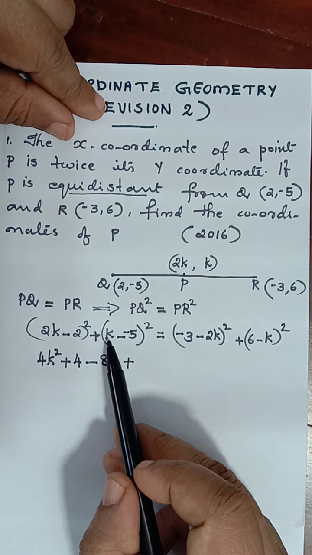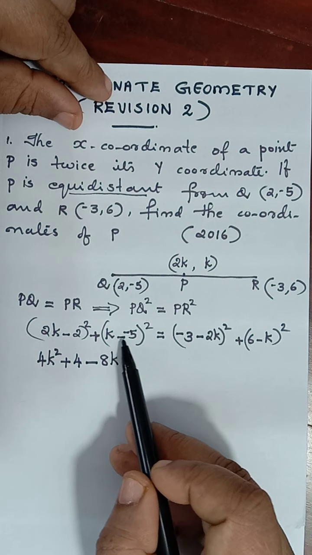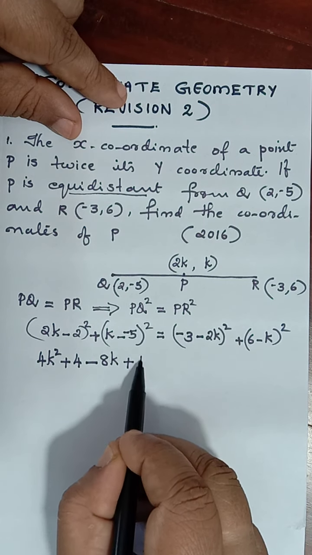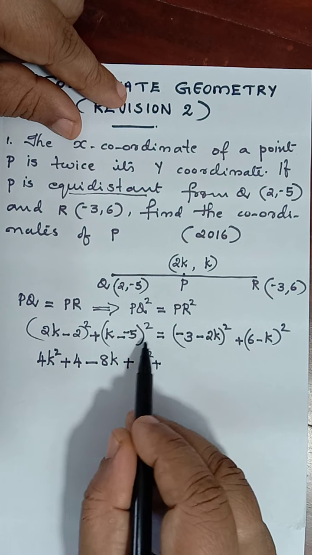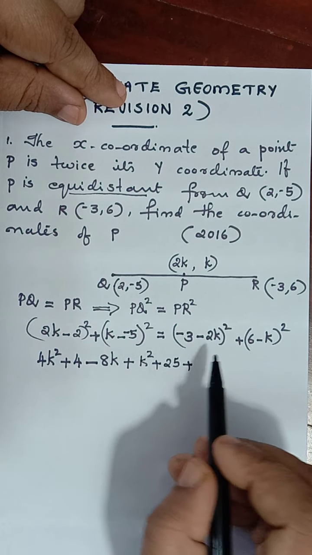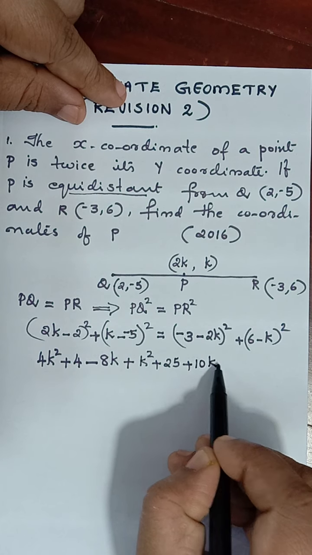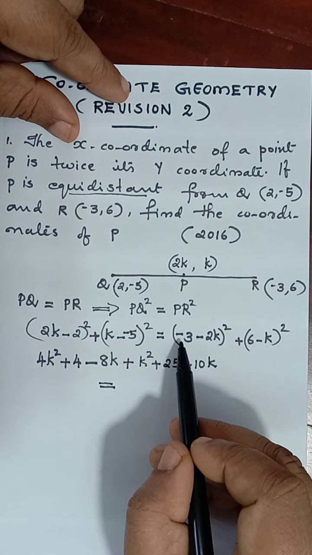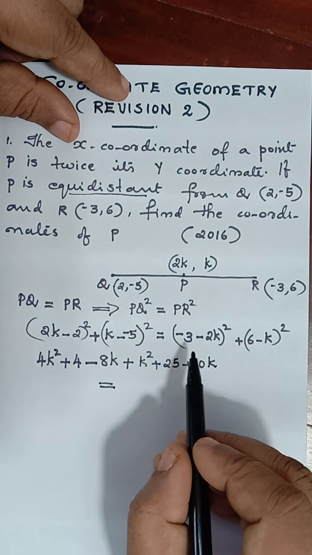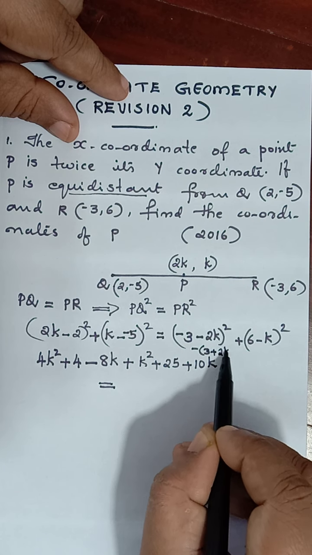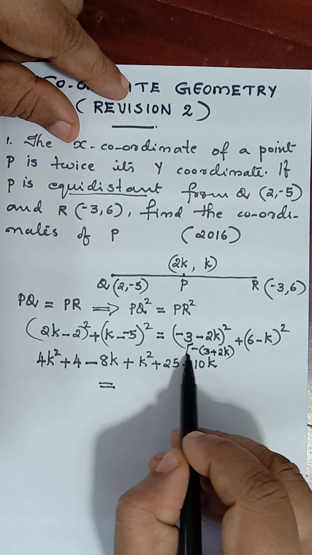Plus this is k minus of minus, plus k plus 5 whole square. K plus 5 whole square. That is k square plus 5 square is 25 plus 2 into k into 5, it is 10k. That is equal to, this is also, this negative if you take out, minus of 3 plus 2k, okay, it's a whole square.